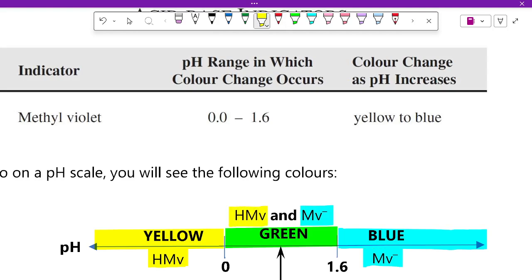Okay. So when we're in between, we have a mixture of the two. Yes, it will be more bluey green towards the top. Yes, it will be more yellowy green towards the bottom, but we're just going to call it green.